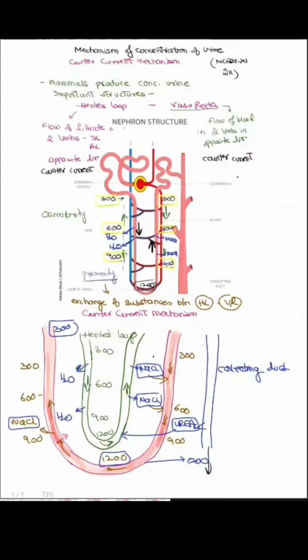As you can see, the initial 300 and the final 1200. That's why the urine is 4 times concentrated.